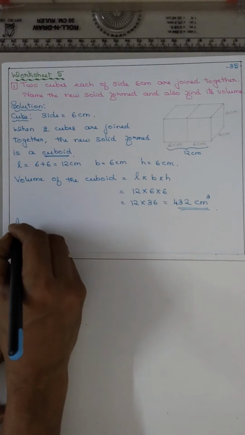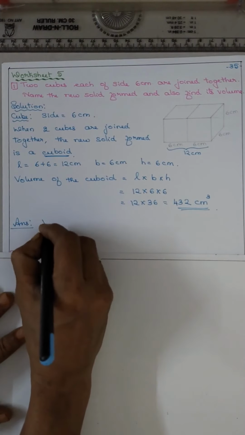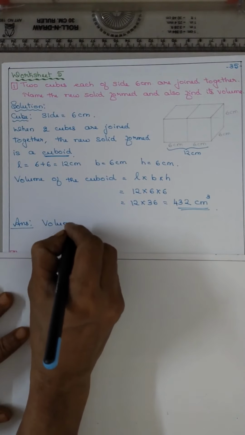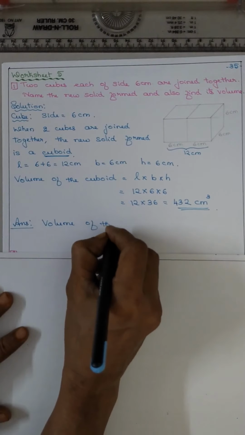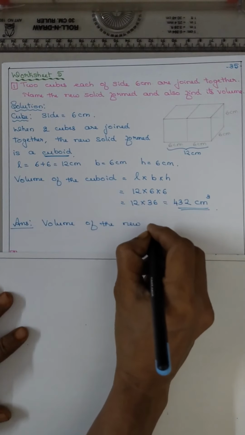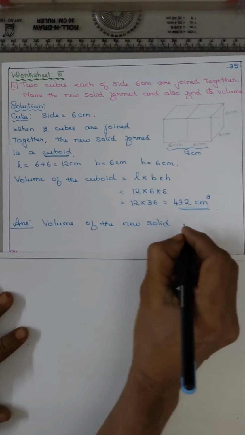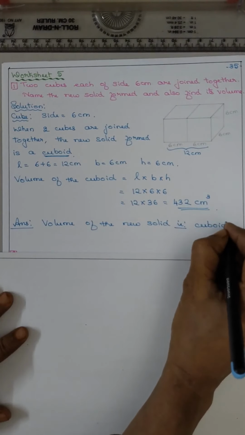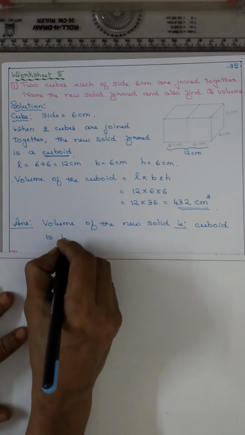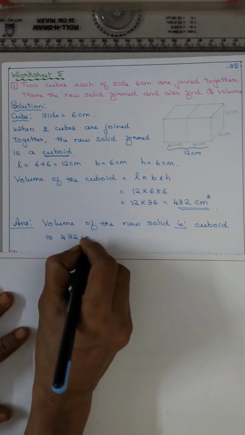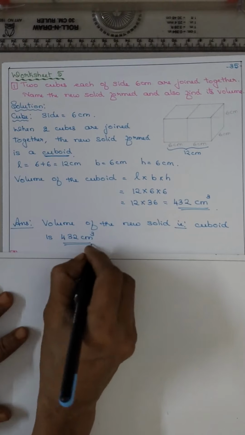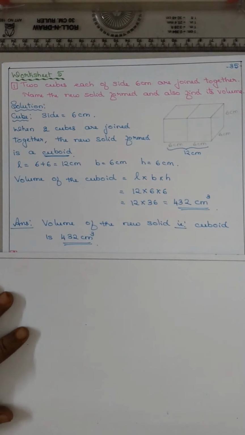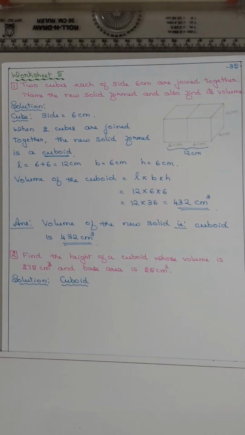So answer, volume of the new solid, that is cuboid, is 432 centimeter cube. Is it clear? That was question number 1. Now coming to question number 2.